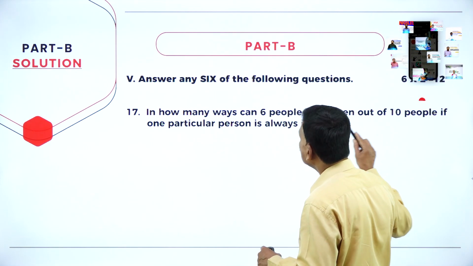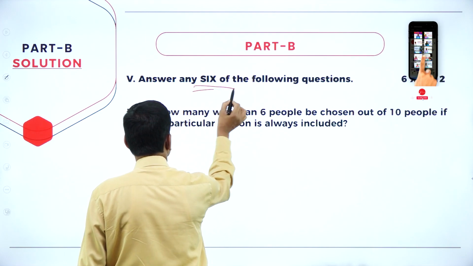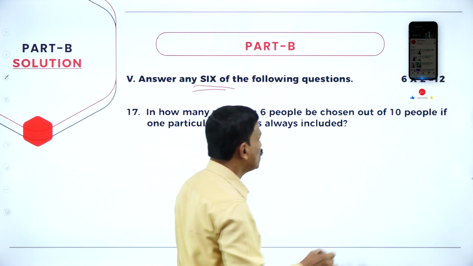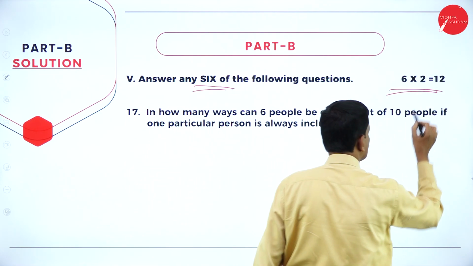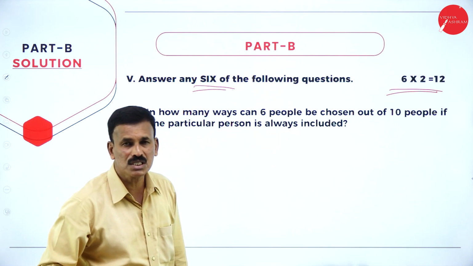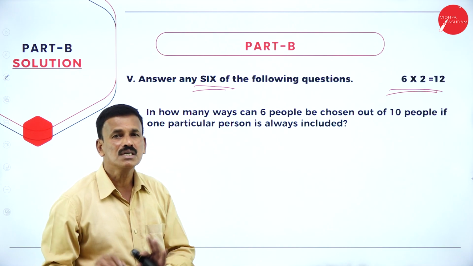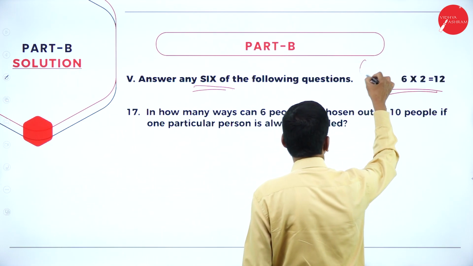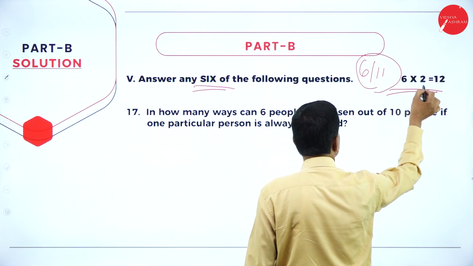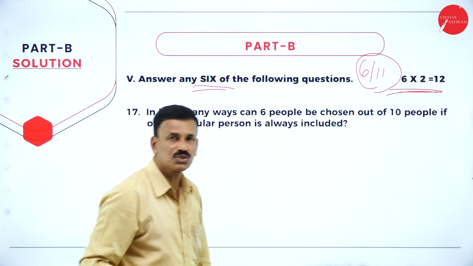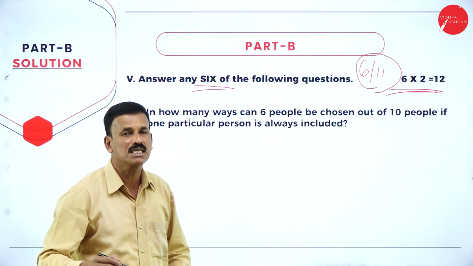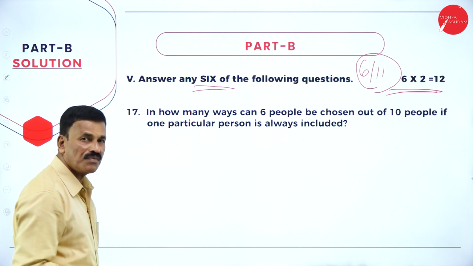In part B, you are going to answer 6 questions. Each question carries 2 marks. There are 11 questions, out of which you answer any 6. So 6 out of 11, each carries 2 marks, 6 into 2 is 12 marks. Very simple and very easy part. Now move on to the first problem.